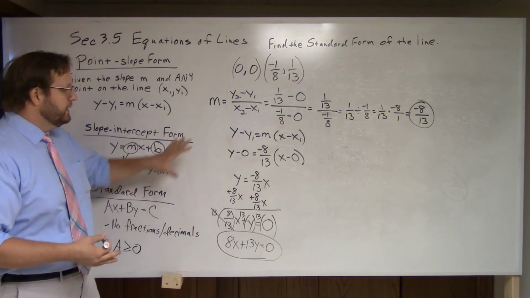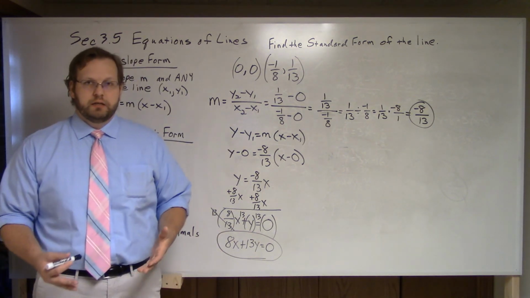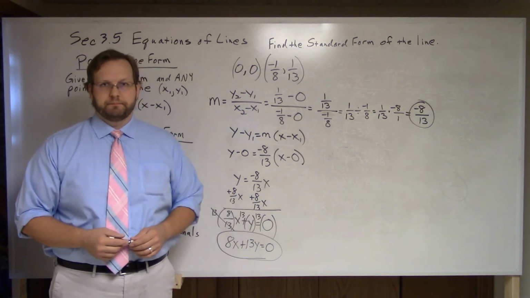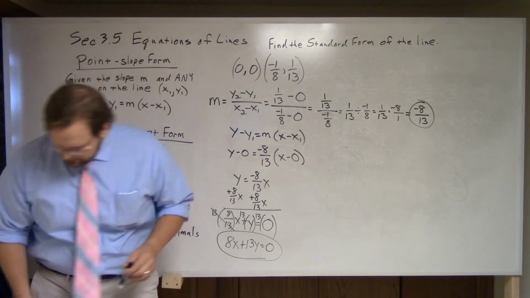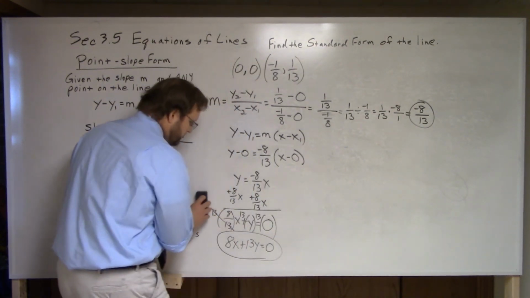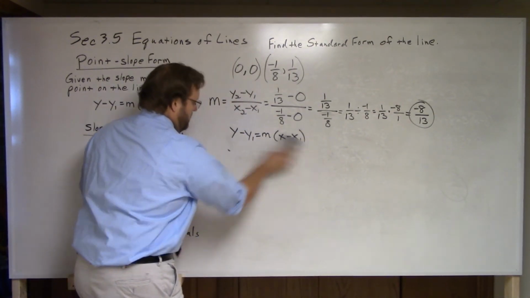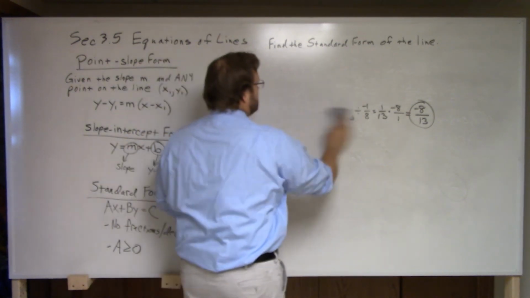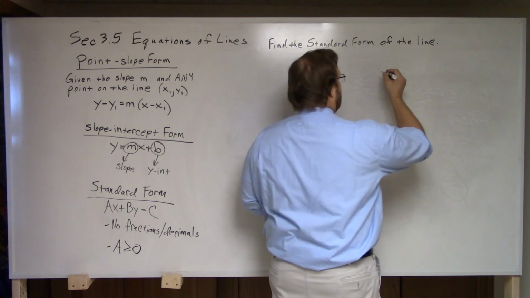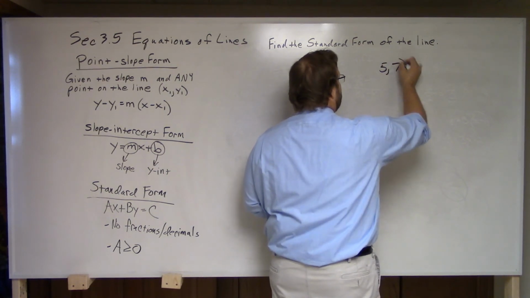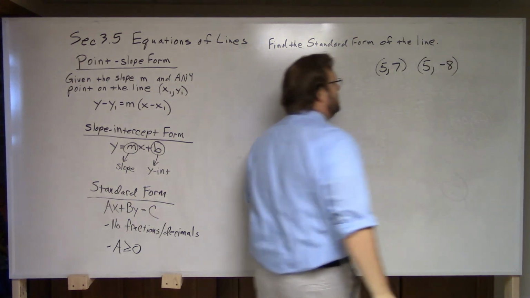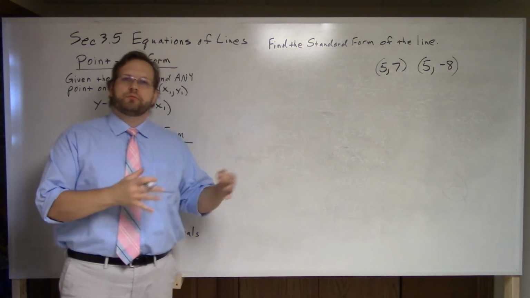So again, even if there's fractions, even if the numbers get ugly, just take your time, focus, trust the process, and it'll work out just fine. Okay? Now, there is one other type of line, and you might be kind of thinking what to expect right now. I want to talk about. Let's look at how this is going to come out. Let's say we have 2 points, 5, 7, and 5, negative 8. Okay, a line through those 2 points.